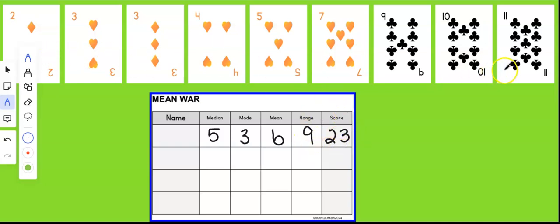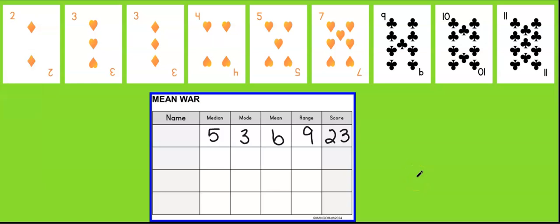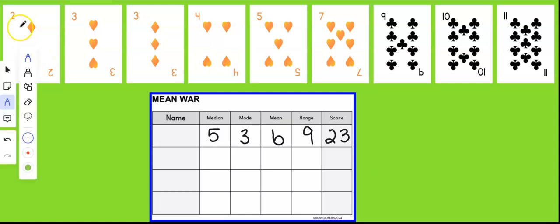Other students will have a different score. It's all based on what numbers they were given when the dealer dealt out all the cards to the players. So you can play a number of rounds to see who has the highest score at the end. It's a great way to get students to understand median, mode, mean, and range.